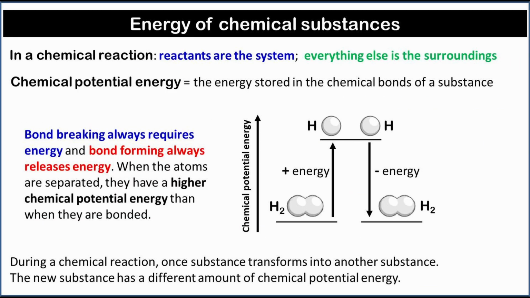In a chemical reaction, the reactants are the system, and everything else is the surroundings. Chemical potential energy is the energy stored in the chemical bonds of a substance. Bond breaking always requires energy, and bond forming always releases energy. As can be seen from this figure, when the atoms are separated, they have a higher chemical potential energy than when they are bonded. During a chemical reaction, one substance transforms into another substance. The new substance has a different amount of chemical potential energy.